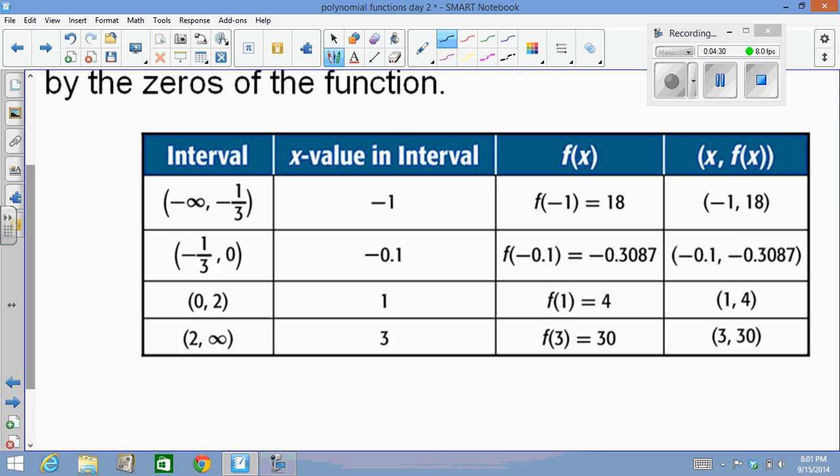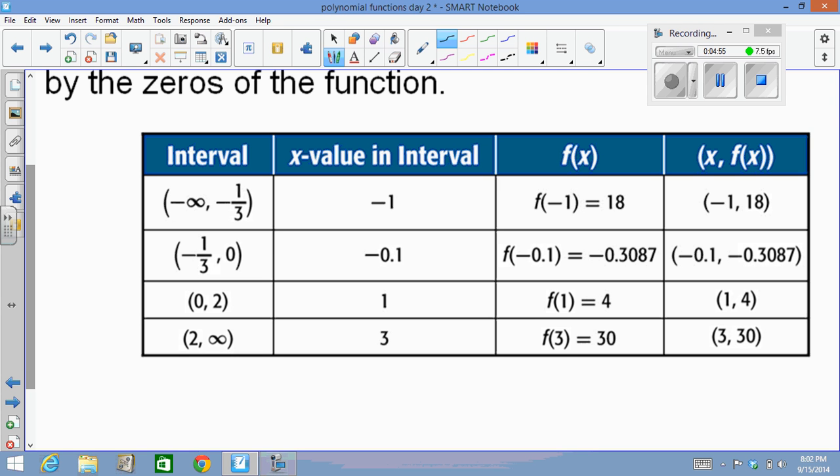Since I know that my smallest zero is negative 1/3, I want to pick something that's in the interval between negative infinity and negative 1/3. So I pick negative 1, I plug it in, and I find out what value I get. Then the next interval goes between negative 1/3 and 0, because those are the next two zeros. I can pick whatever number I want, so I happen to pick negative 0.1, I plug it in, and I get my value.